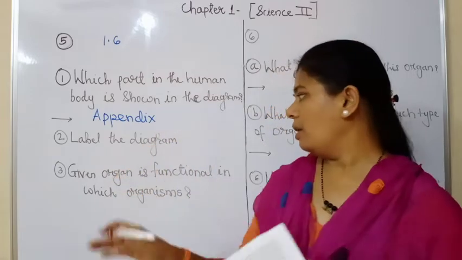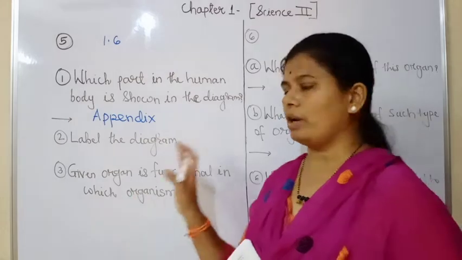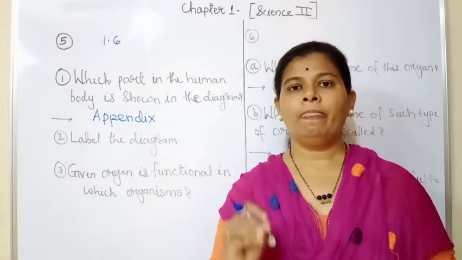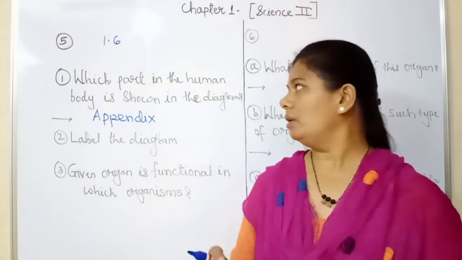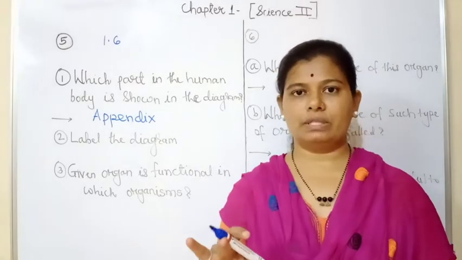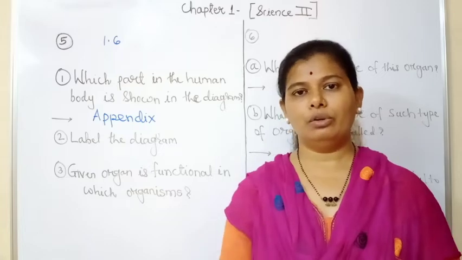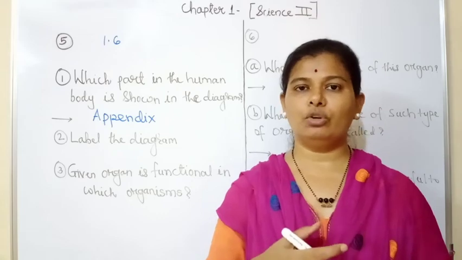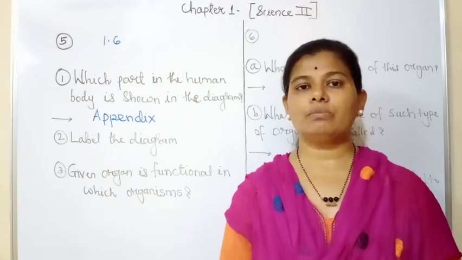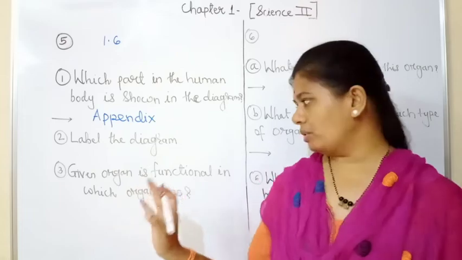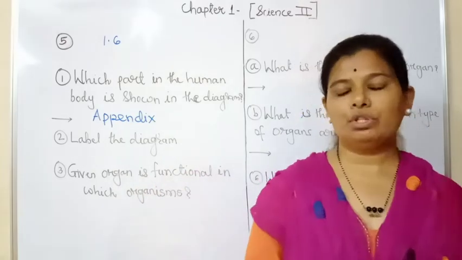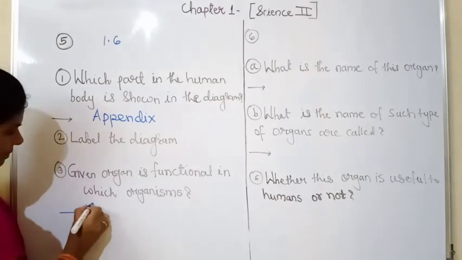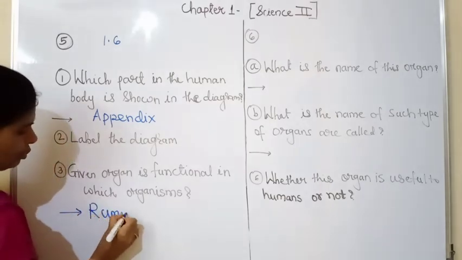The third question is, in which organisms is the given organ functional? As all of you know, the appendix is present in the human body, which is a vestigial organ, a useless organ, not so useful to human beings. But in which organisms is this organ useful? You have to write in which organisms this organ is useful. Those organisms are called ruminants.